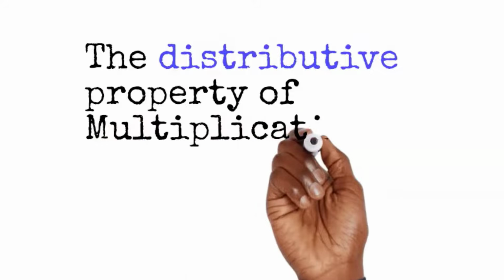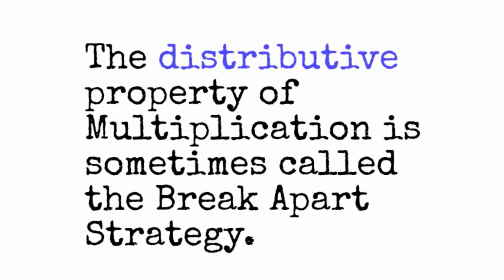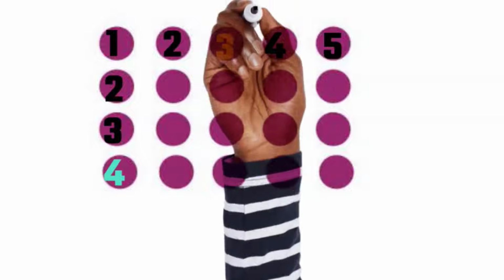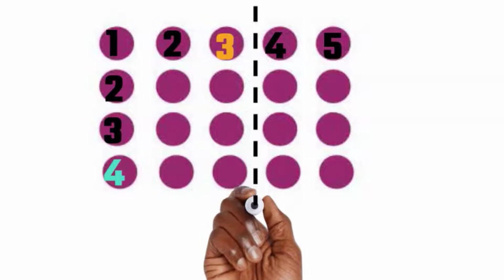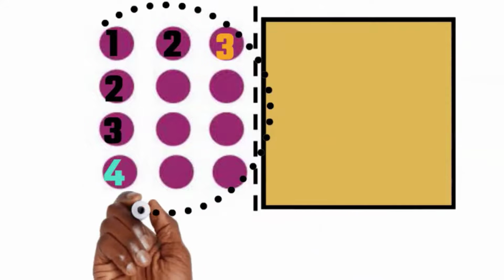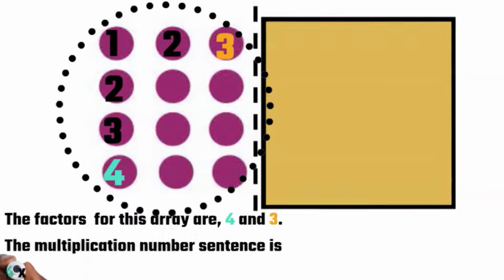The distributive property of multiplication is sometimes called the break-apart strategy. You take a large amount and you break it apart, like this array. This array has a total of 4 rows with 5 columns, or 5 in each row. I would break it apart, and then what I'm doing is pretending this part does not exist. We're going to focus on just this part of the array, and the factors for this part are 4 and 3. So the multiplication number sentence for this part is 4 times 3 equals 12.